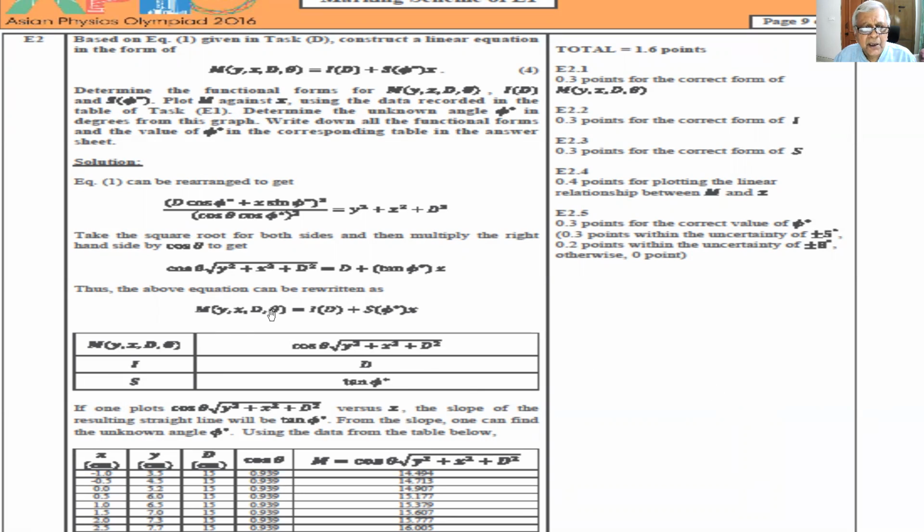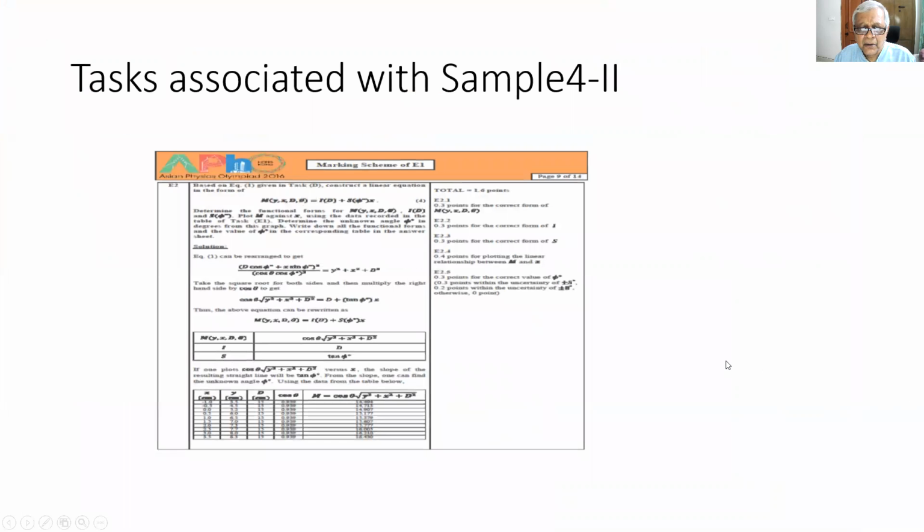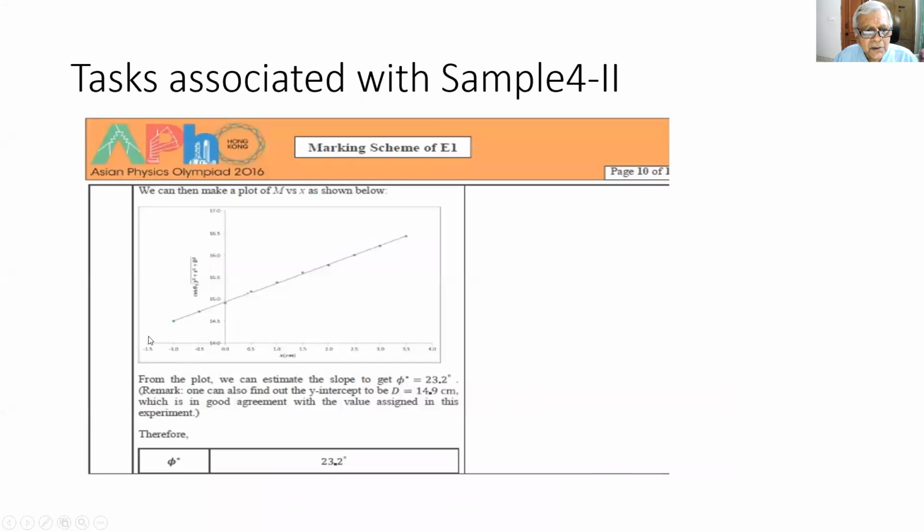So plot this. Now, if you plot m versus x, then of course the slope will give you s phi, and the intercept will give you fd. Okay. Again, the data are picked up from the model answer sheet. Now, this is the linear plot, and then you look at phi equal to 23.2 degrees.